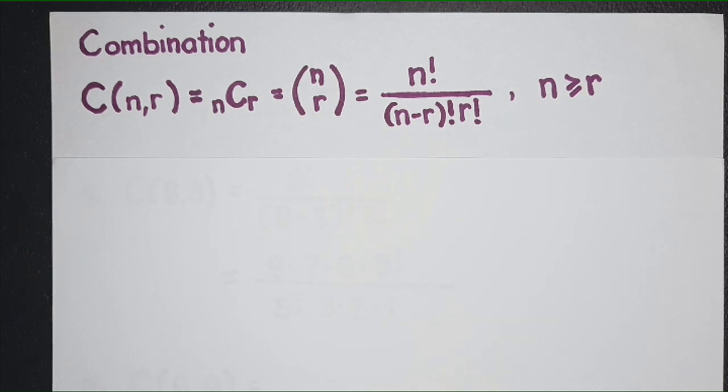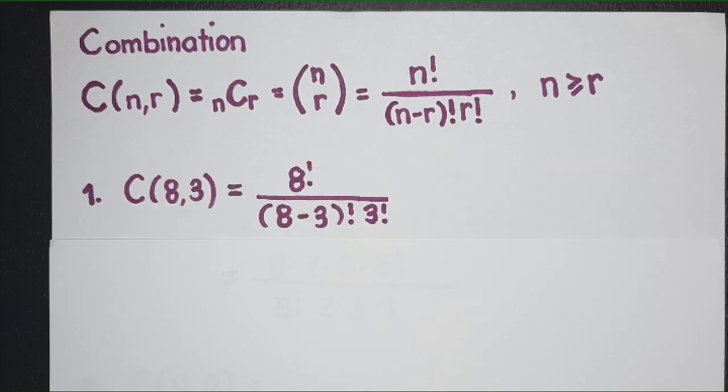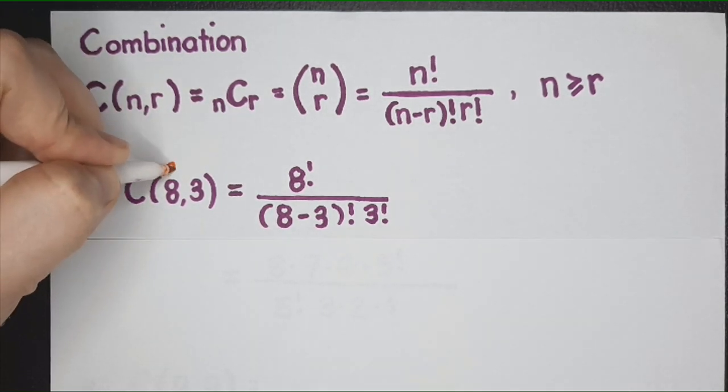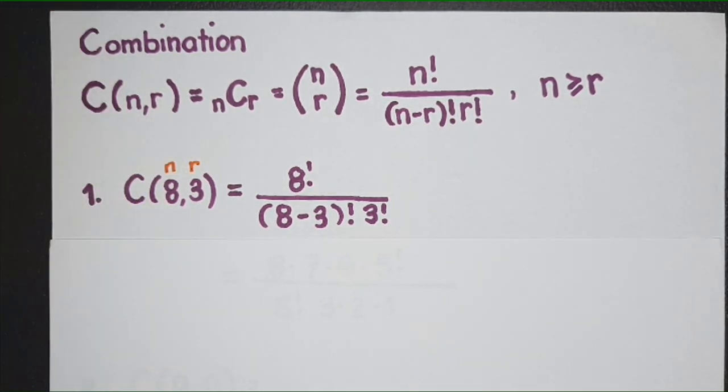Okay? We will start with some examples wherein we just directly substitute the value of n and the value of r. So, for example, let's have number 1. So, we have C and then 8, 3. So, this is your n. And this is your r.